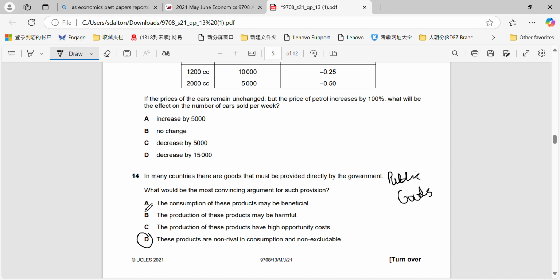Okay, so A, that's talking about a merit good, B, that's talking about a demerit good, and C, have high opportunity costs, has no reason for providing a convincing argument for providing public goods. That would actually be a reason why we shouldn't provide public goods, not a convincing argument to provide them.